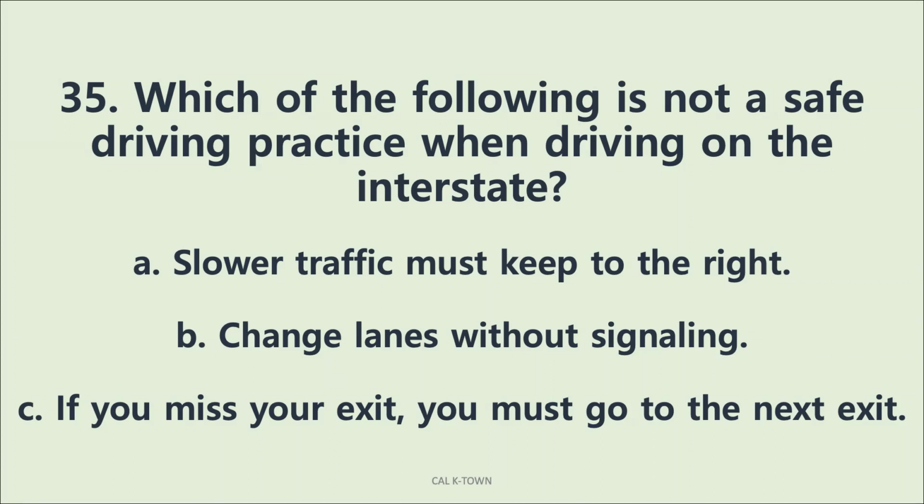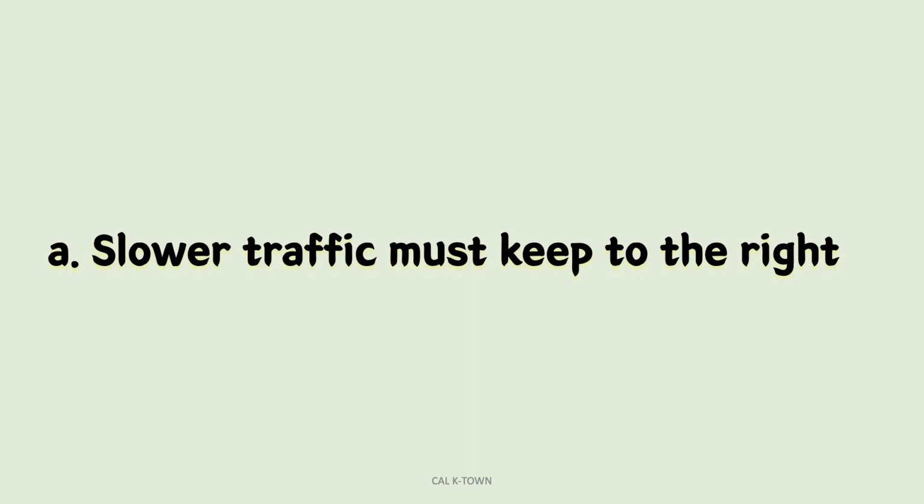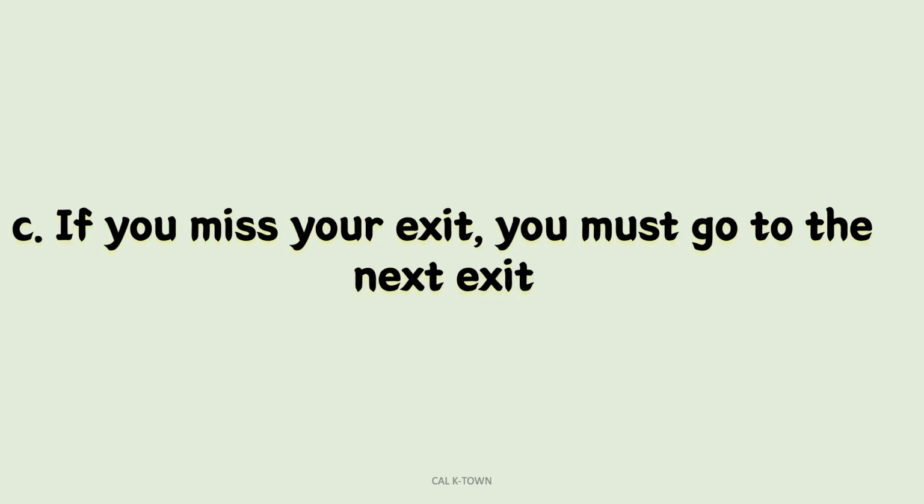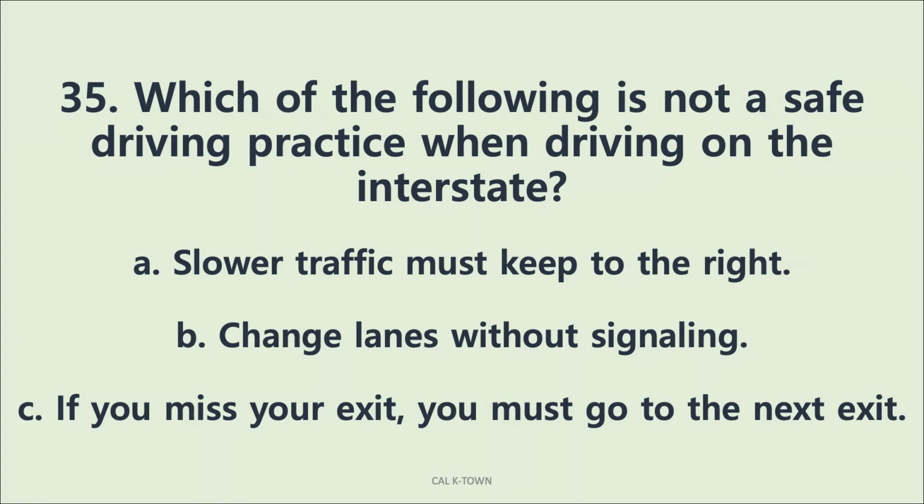35. Which of the following is not a safe driving practice when driving on the interstate? A. Slower traffic must keep to the right. B. Change lanes without signaling. C. If you miss your exit, you must go to the next exit. The answer is B. Change lanes without signaling. You should always signal when moving your vehicle to the right or left. On an interstate, you should stay in the right lane if you are moving more slowly than the surrounding traffic. It is illegal to back up or make a U-turn on interstate highways, so if you miss your exit, you should proceed to the next exit.